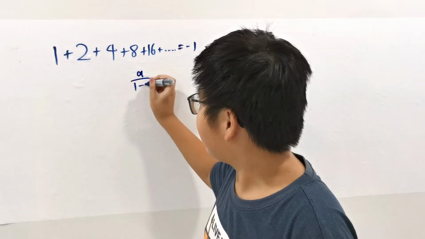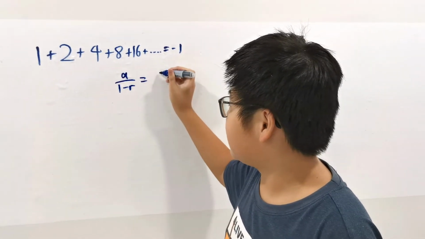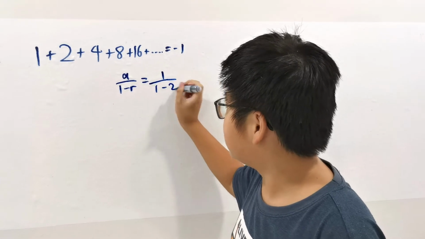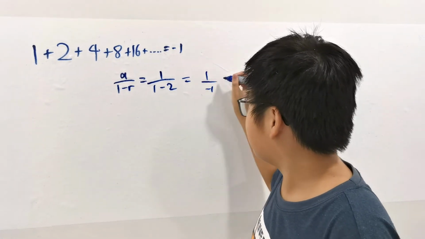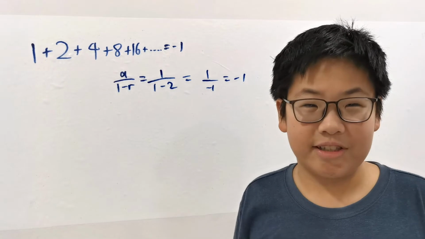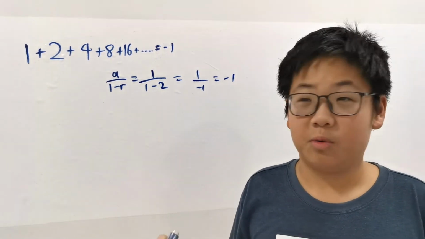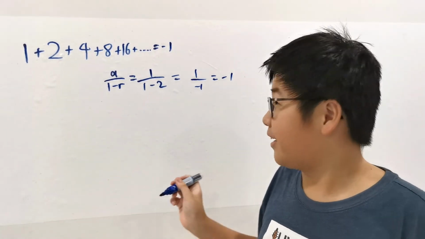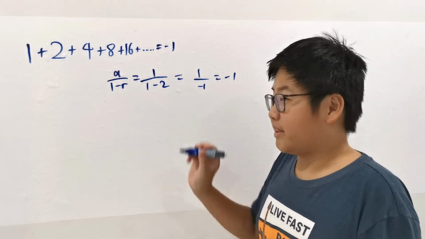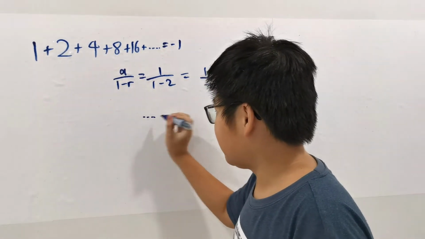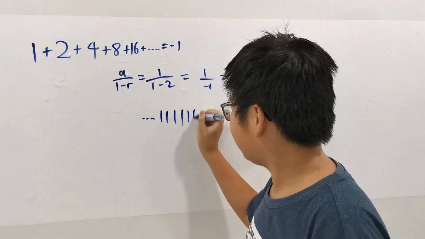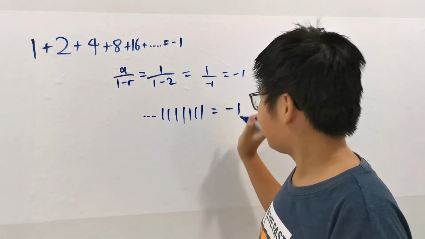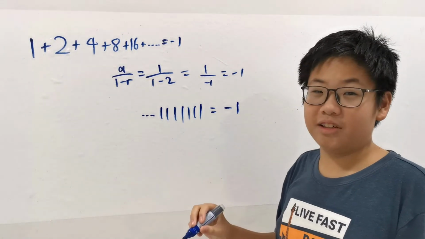A over 1 minus R. So the A's first term, 1 over 1 minus 2 equals 1 over minus 1 equals minus 1. Our geometric series formula says this is so. It's interesting, right? When you think about it, this can be expressed in binary notation as this. Sounds a bit paradoxical, don't you think?